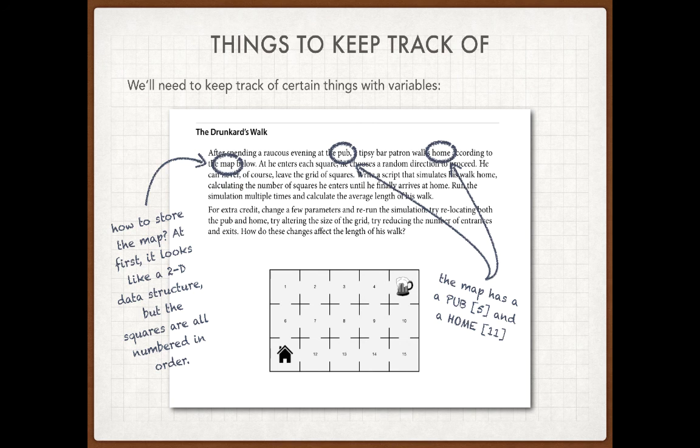Now that map does have some coordinates on it that are important, and I'll need to set those up at the beginning as well. So right now, at least in this version of the map, the pub is on square 5 and his home is on square 11. So somewhere in my script, I'm going to have to define that the pub is on 5 and the home is on 11.